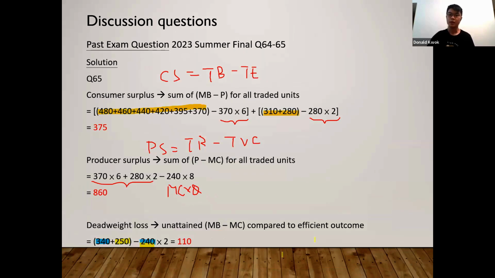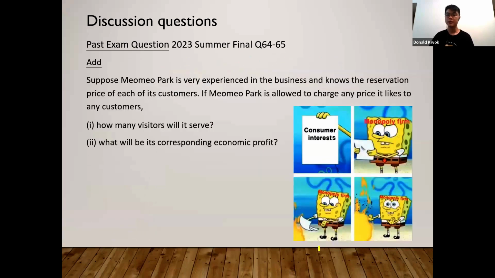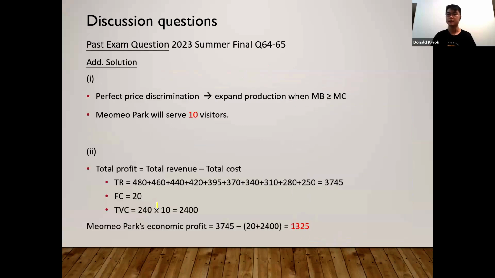All right, so this is the original version of the question, and I have an additional part here. Suppose the park is very experienced in the business and knows the reservation price of each customer. If it is allowed to charge any price, how many visitors will it serve, and what is the corresponding economic profit? From the description, it is about perfect price discrimination because the park is allowed to charge any price to any customer. So we will be finding the efficient outcome, which is to serve all 10 visitors, since all their reservation prices are greater than the marginal cost, 240.